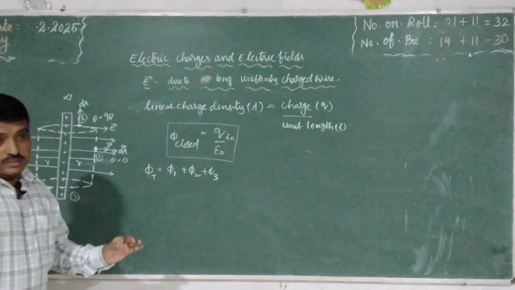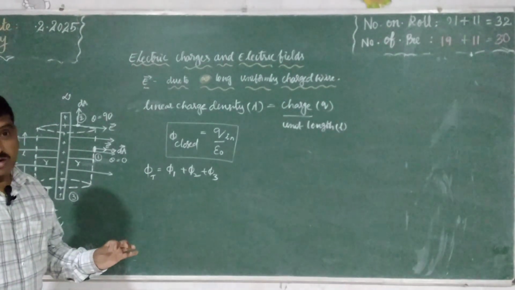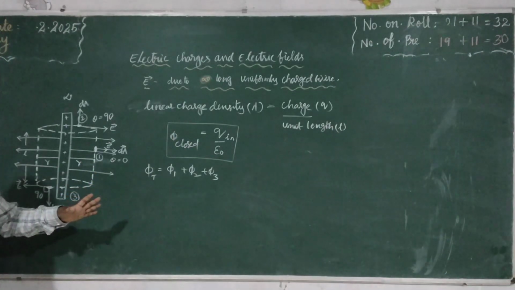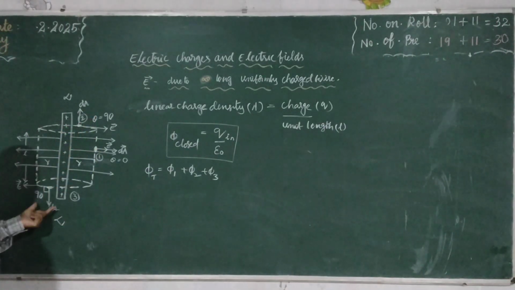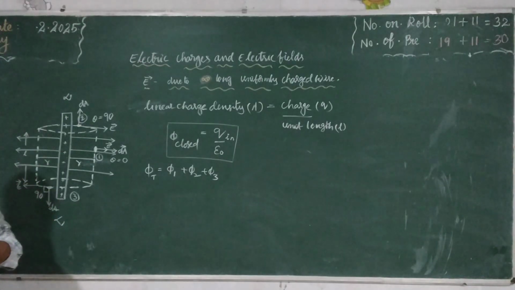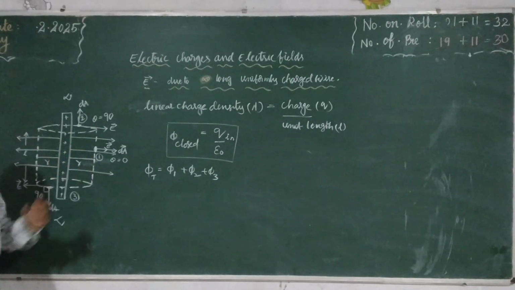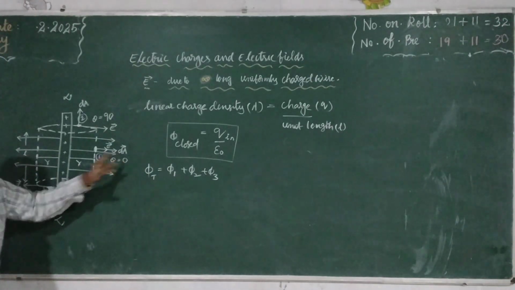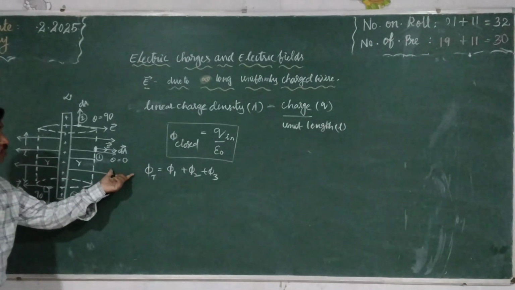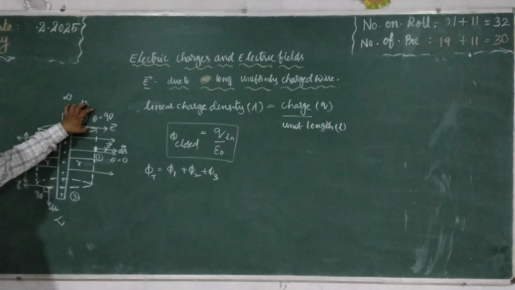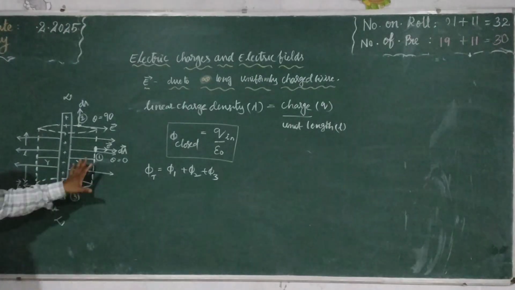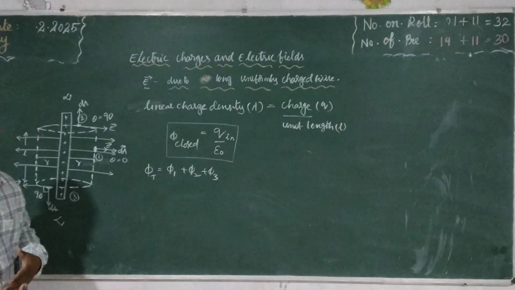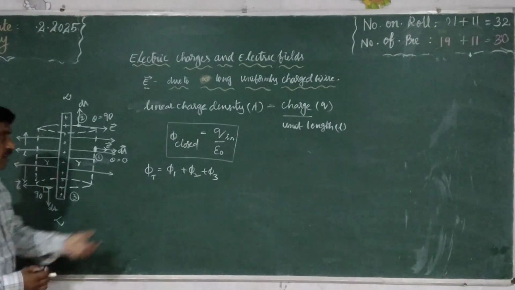Theta is the same at every point on the Gaussian surface, so it is either 0 or 90. Here 0, here 90, here 90, and this side again 0. So at every point on the Gaussian surface theta is the same. Theta is the angle between the electric field vector and the area vector. So this surface 0, this surface 90, this surface 90.